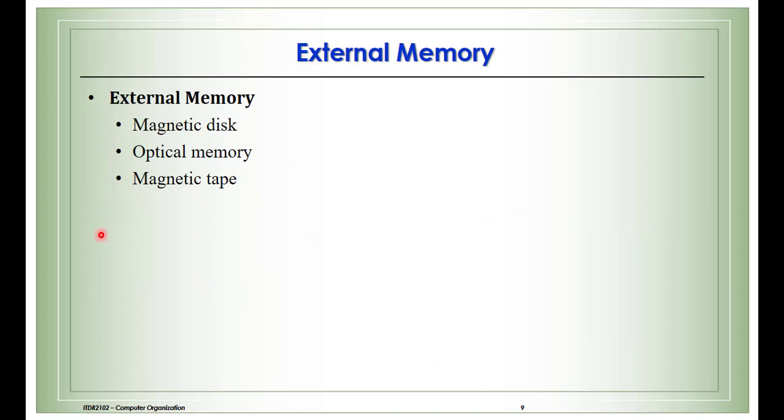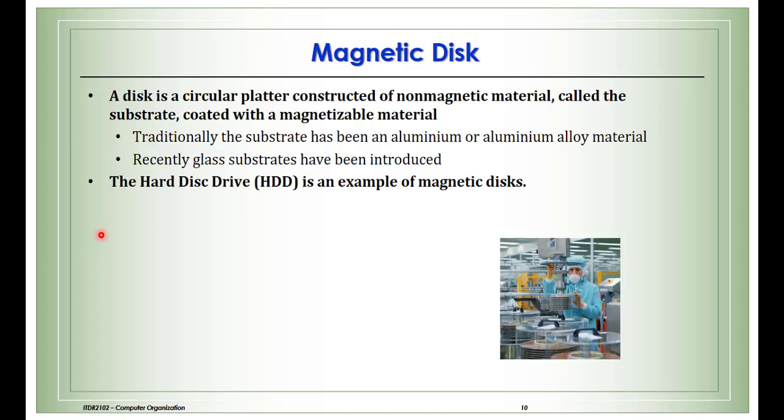External memory will take different forms also. The external memory is either magnetic disk, optical memory, or magnetic tape. We'll go through these one by one. The first is the magnetic disk. The magnetic disk is a non-magnetic circular platter coated with magnetizable material. The hard disk drive is an example of a magnetic disk.